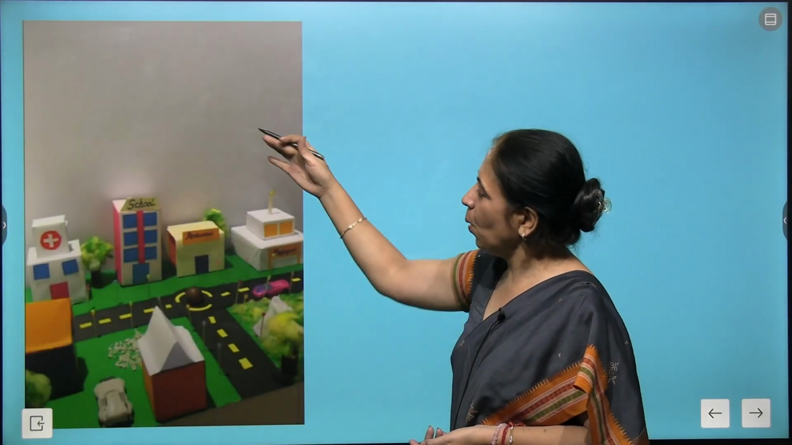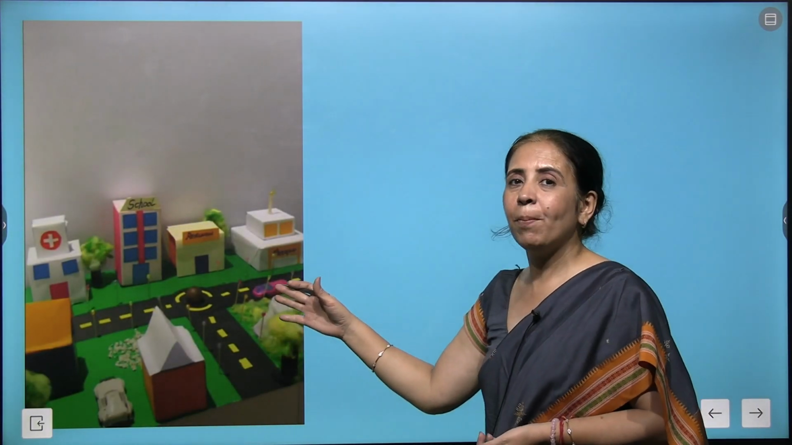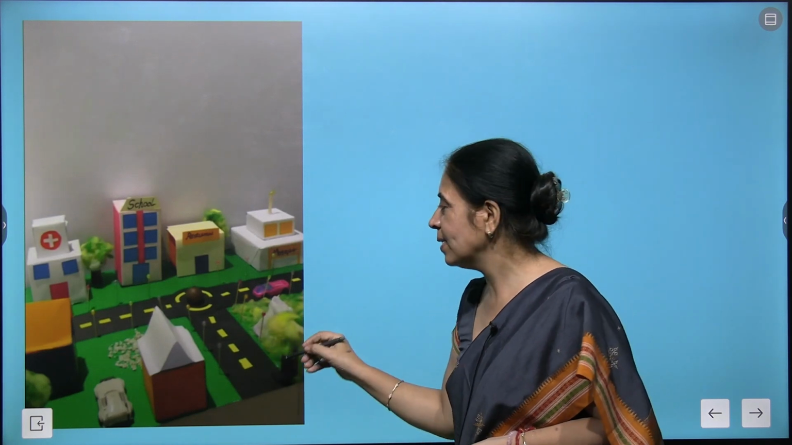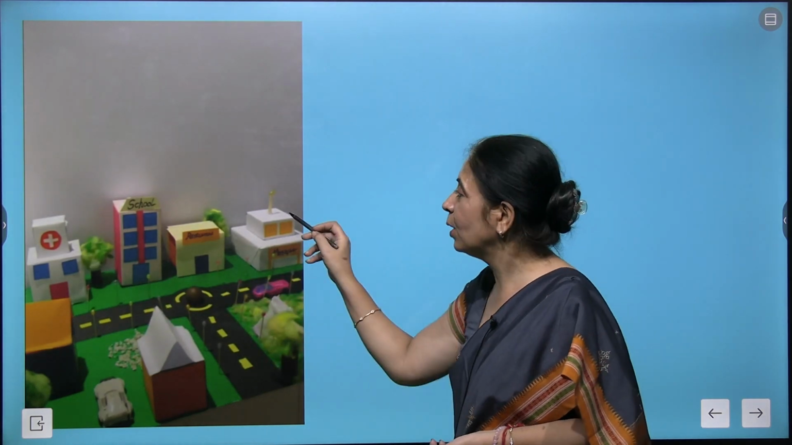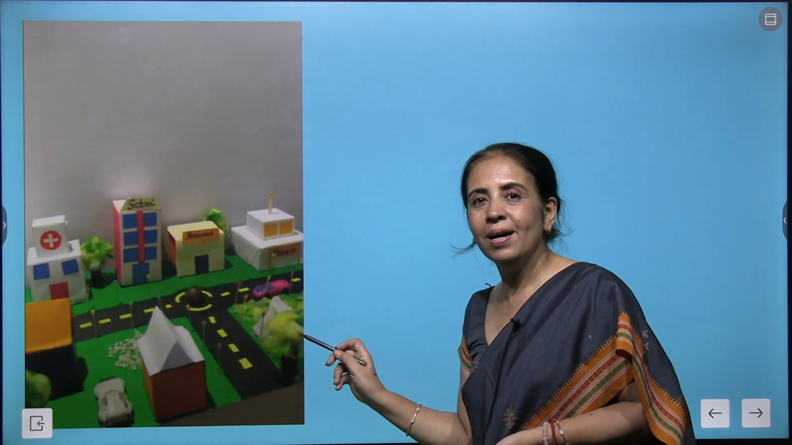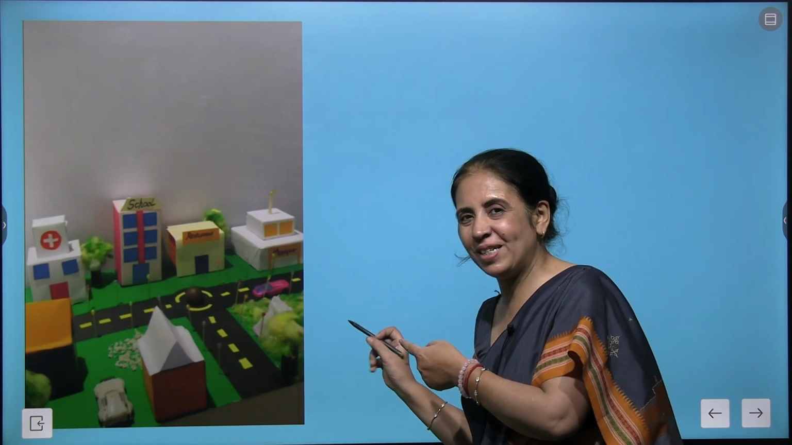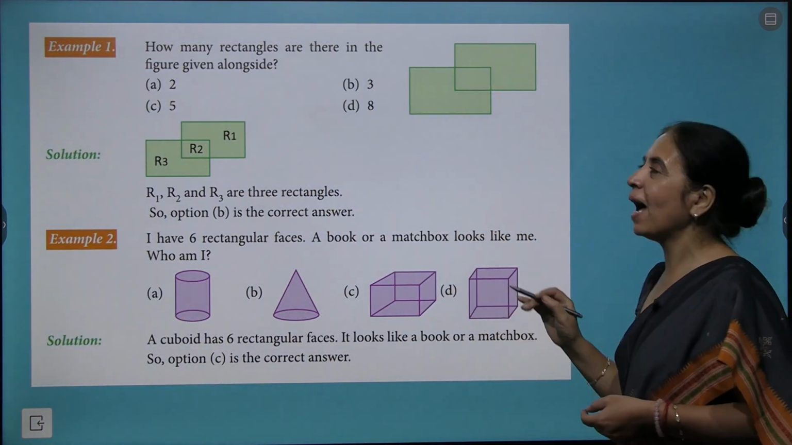Now, can you see how wonderful things you can create by using 2-dimensional and 3-dimensional shapes? Your task is to find out how many rectangles you see here, and could you see a cube, cuboid and sphere over here? Yes, start looking for it. It's a wonderful activity. Moving further, I have brought few more examples.